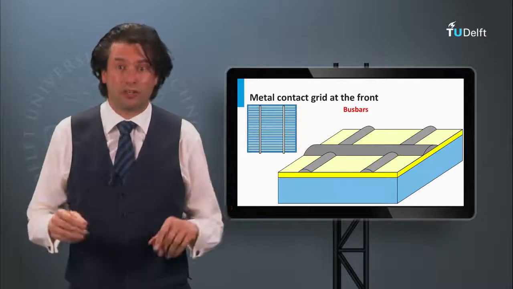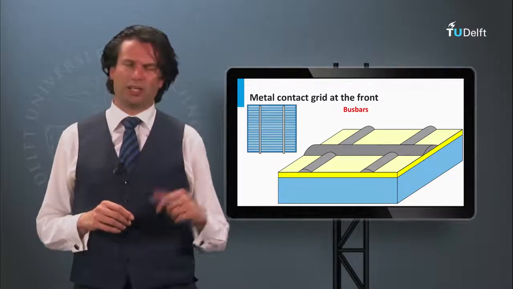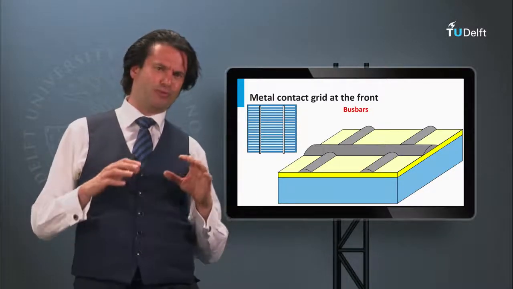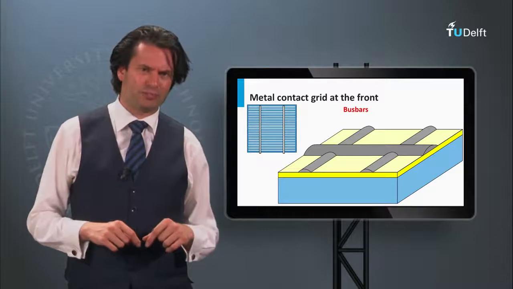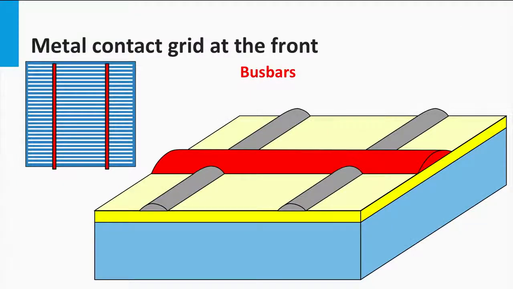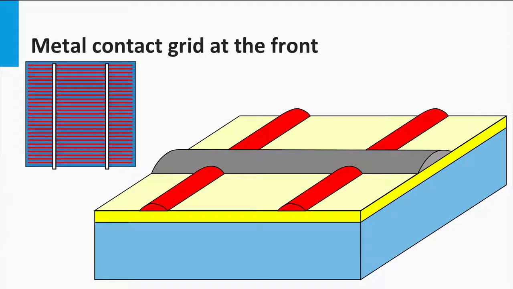The classical metal grid pattern on top of a solar cell looks like this. It's the roadmap for the electrons. Indicated in red, we see the highway for the electrons in the middle of the top surface of the solar cell. These are called the bus bars. The smaller country roads going from the bus bar to the edge of the solar cell are called fingers.